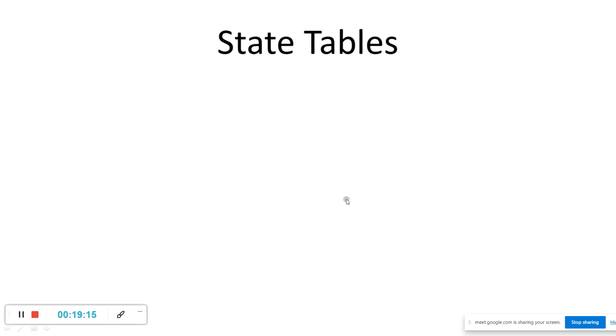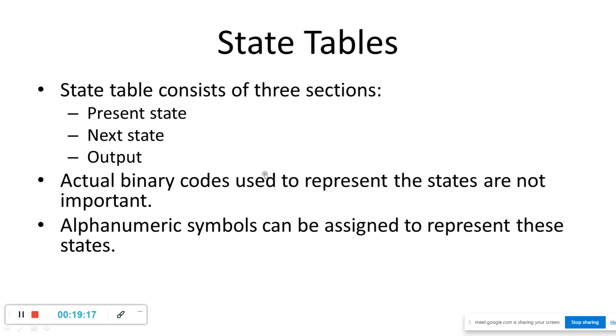Next, the state table. The state table consists of 3 sections: present state, next state, and output. Actual binary codes are used to represent the state, but that is not important. Alphanumerical symbols can be assigned to represent these. That means for the state 0 0, I will assign state A. For 0 1, wherever 0 1 comes, assign state B. Wherever 1 0 comes, assign an alphanumerical symbol. 1 1, I will assign D.